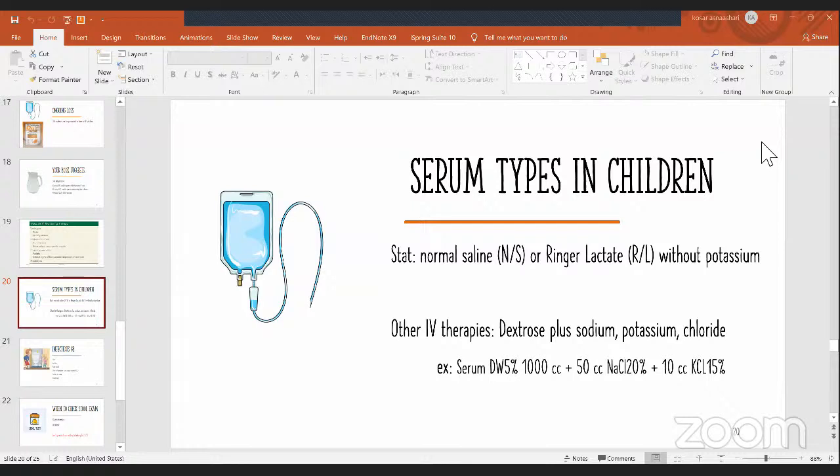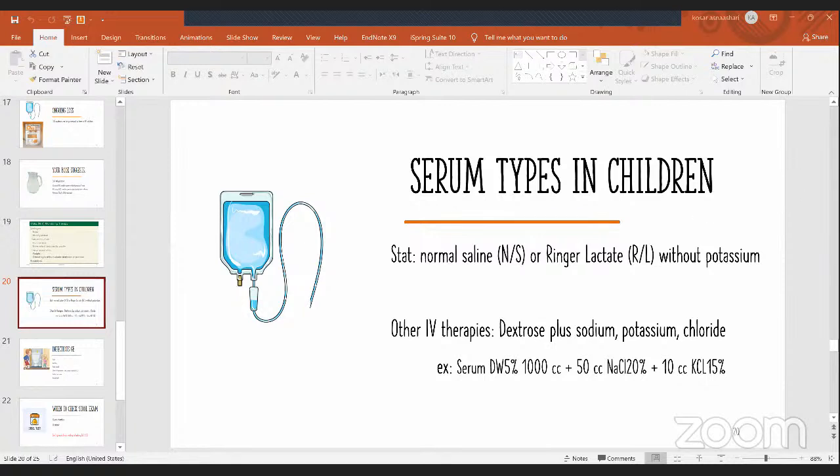But after the bolus therapy, the serum that you give to a child, not an adult, to a child, always includes dextrose, okay? It should have dextrose, it should have glucose. A child cannot be kept on a diet without glucose, okay? Unless the patient has some extreme conditions like diabetic ketoacidosis, that's different, okay? For normal children, we always administer a serum with dextrose plus sodium, potassium, and chloride.